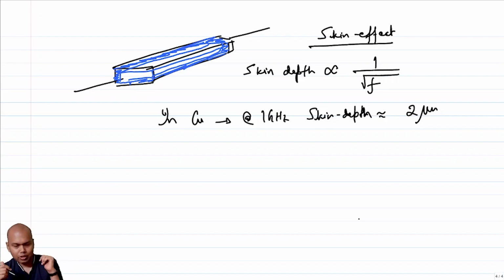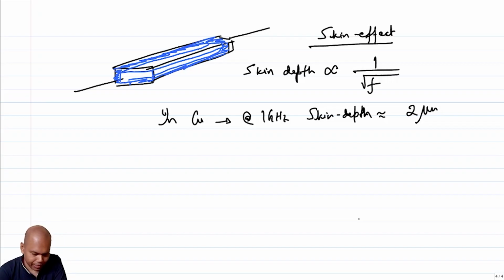Okay, fine. So till now, what are the two resistance contributors, loss contributors? One is the absolute value of the resistance, and second is skin depth. So there is a third contributor to resistance also, and that is as follows.